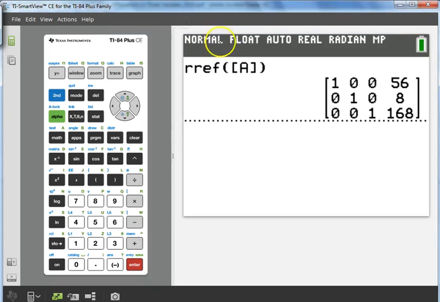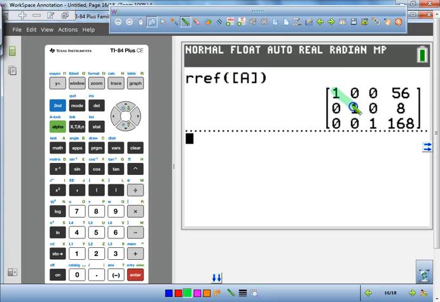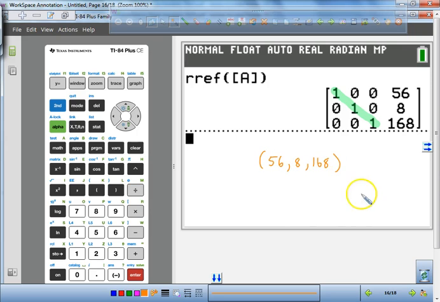I'm so excited. Why am I excited, everybody? Because what? A 1, 1, 1. Boom! Hey, what did we say the answers were to begin with? 56, 8, 168. We did it all by hand, but that was your X, that was your Y, that was your Z. I want you guys to understand this will only work.